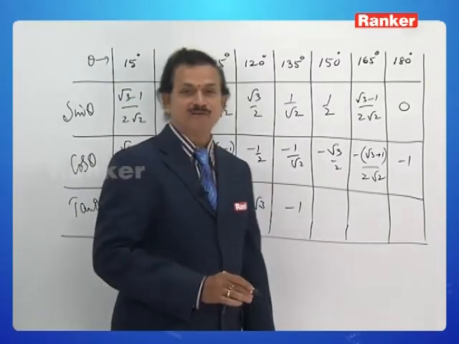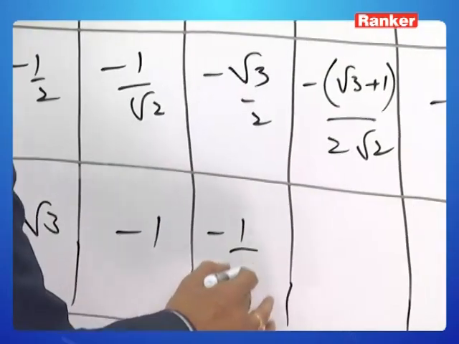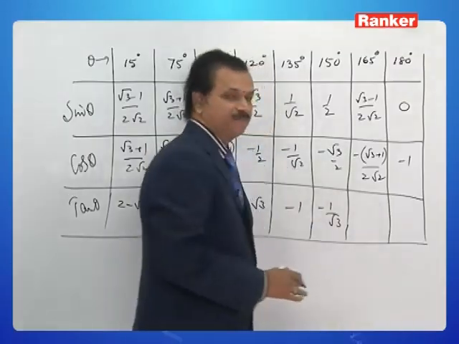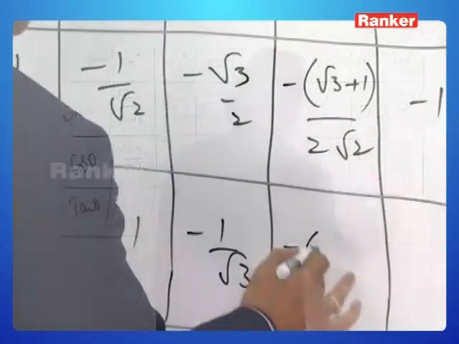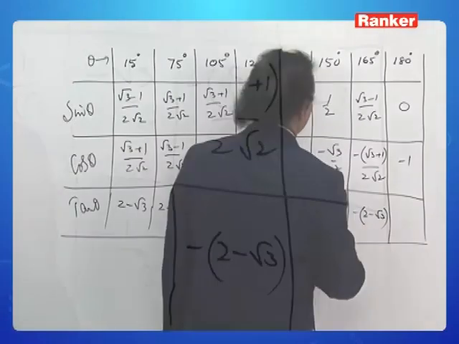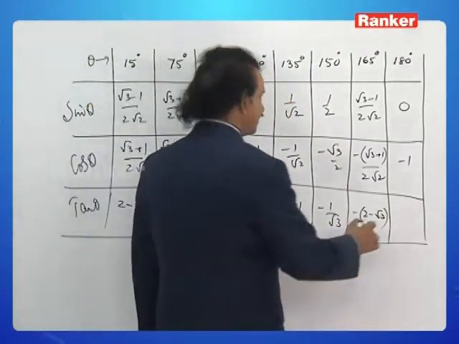What is the supplement of 150? 30 degrees, minus tan 30, minus 1 by root 3. What is the supplement of 165? 15, minus tan 15, minus of 2 minus root 3. What is the supplement of 180? 0, minus tan 0 is nothing but 0.